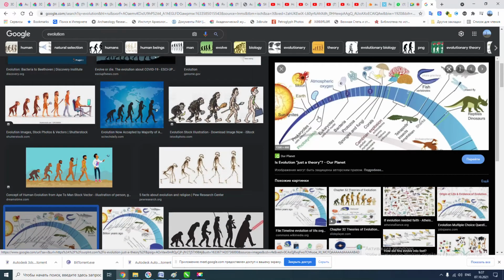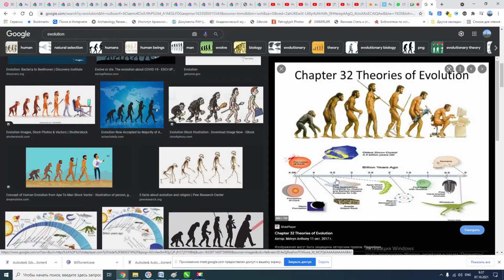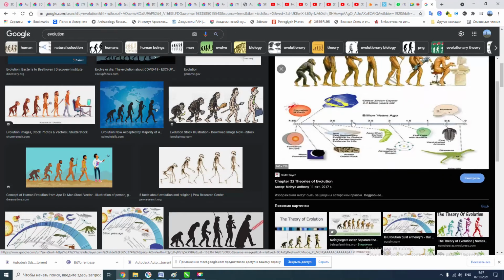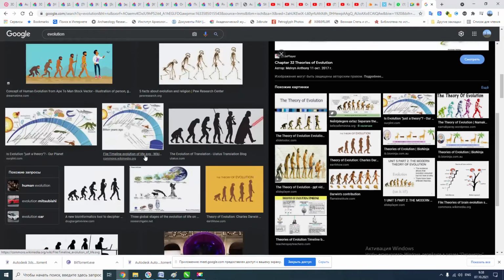But of course, everybody can ask one question: who was the first, actually? What kind of creature was first, and how did it evolve, or from what did it evolve? For example, if we look at this, we can see the different types of creatures from billions of years ago. Actually, it's very far away from these times.